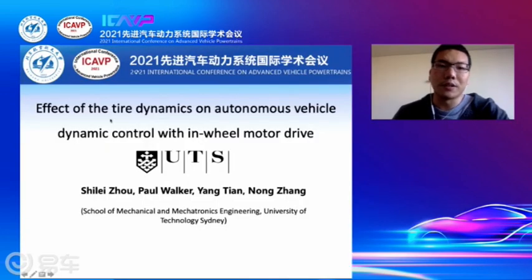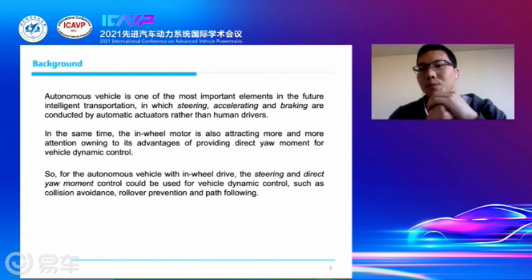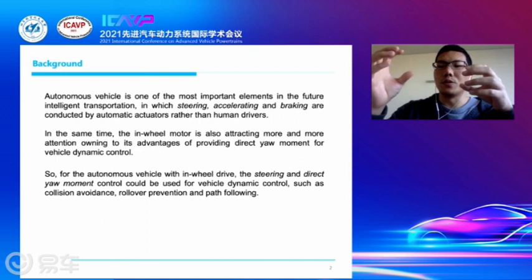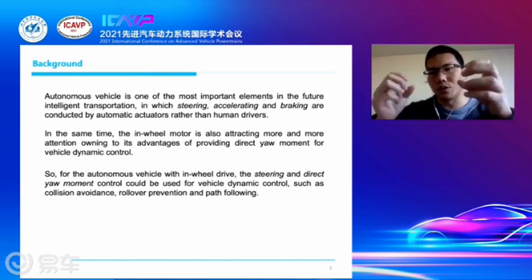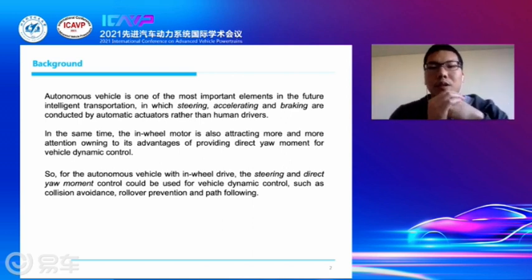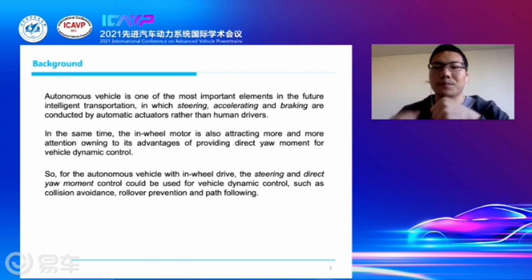Hello, everybody. Good afternoon. My name is Shilei Zhou from University of Technology Sydney. Today, the topic of my report is the effect of the tire dynamics on autonomous vehicle dynamic control with in-wheel motor drive. First is the background. Autonomous vehicles are one of the most important vehicles in future transportation. Besides, the in-wheel motor is also attracting more and more attention because we can install the motor in the wheel, so we can have independent torque vectoring control and realize better handling and stability control. So the autonomous vehicle with in-wheel drive is really a research hotspot.